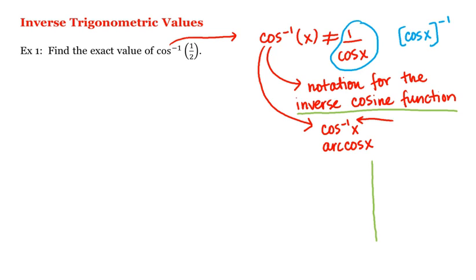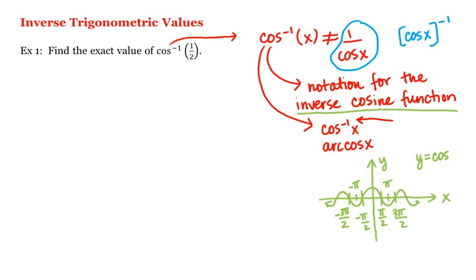If we think of the graph of cosine, this here is pi halves, this is pi, this is 3 pi halves, and so on. Over here is negative pi halves. This is negative pi. This is negative 3 pi over 2, and so on. Cosine is not a one-to-one function, is it? This is the graph of y is equal to cosine x.